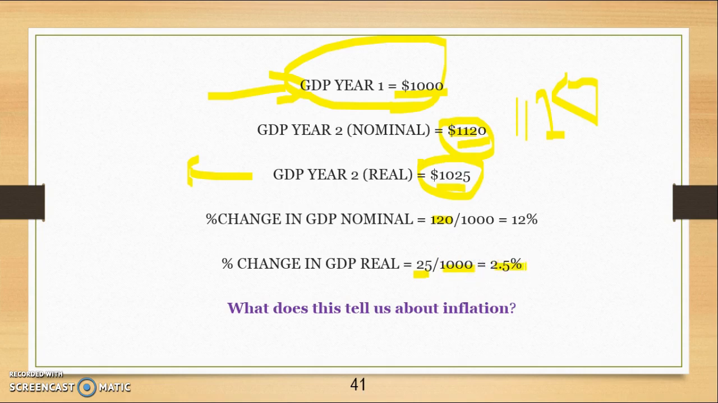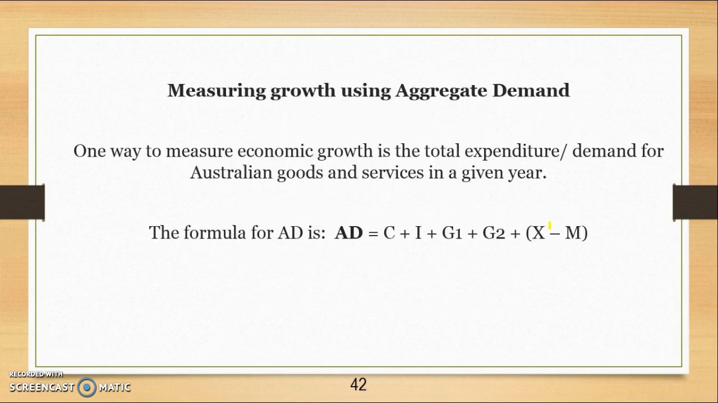So real GDP growth will generally be slower than nominal GDP growth, because after we take into account price changes, growth hasn't been as fast as what we think it has. Okay. We also use aggregate demand to calculate growth, and that's basically the total value of expenditure or demand for Australian goods and services in a given year.